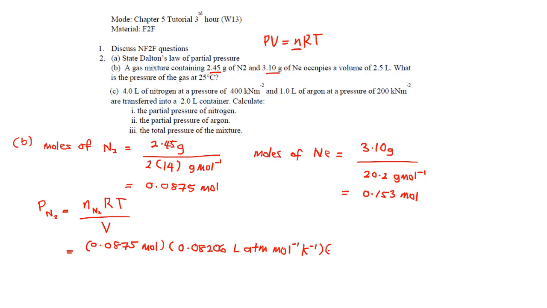The temperature is given in degree Celsius, 25 degree Celsius, so you also need to know how to convert to Kelvin. We add 273, which gives 298 Kelvin. The volume is also given, which is 2.5 liter. So the partial pressure for nitrogen gas that you should get is 0.856 atm.